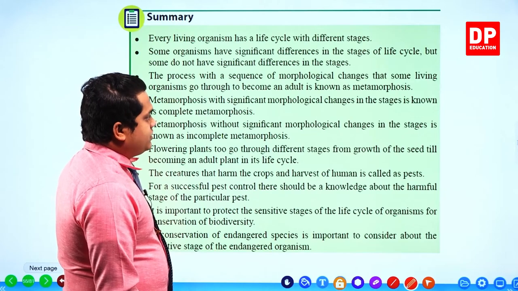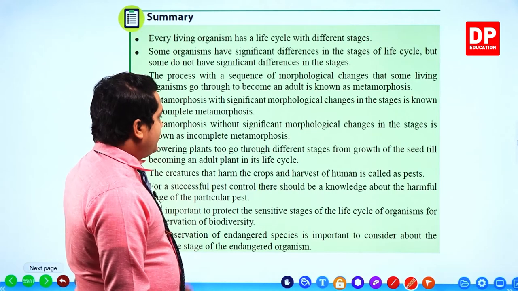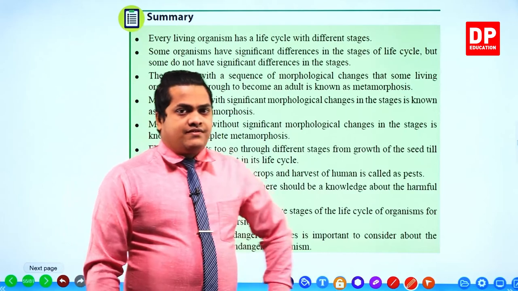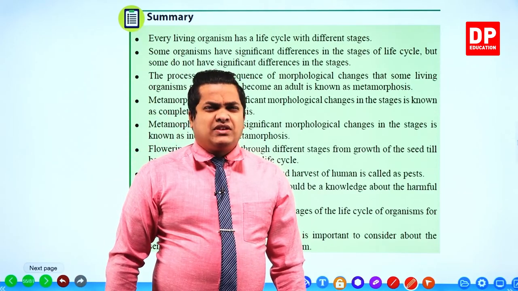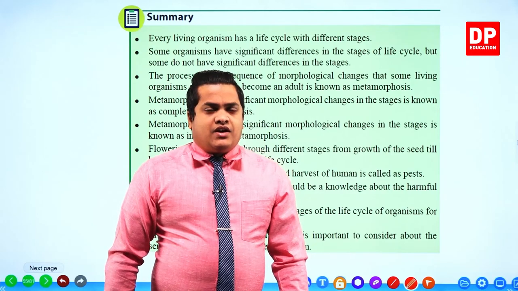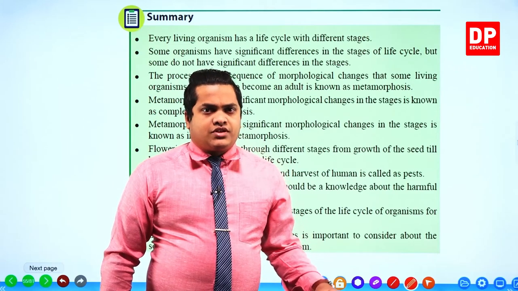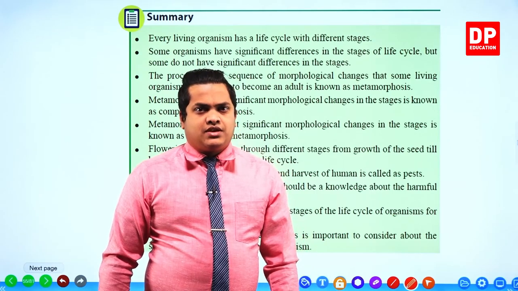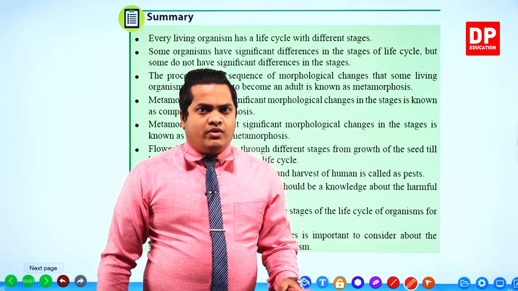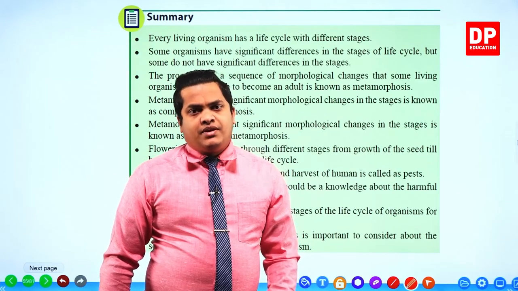Then, metamorphosis without significant morphological changes in the stages is known as incomplete metamorphosis. So if there are no significant morphological changes in the stages, then my dear children, it is referred to as incomplete metamorphosis. If you take the cockroach, after the eggs hatch, the nymph which comes out of the eggs is similar to the adult cockroach. However, there are slight changes, like the adult has wings, but the nymph does not. So there are simple changes, but their body structure is similar to the adult. In that case, that kind of metamorphosis is referred to as incomplete metamorphosis.